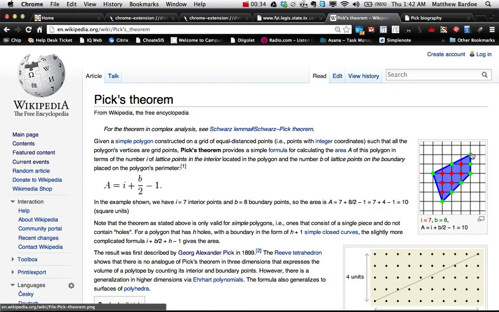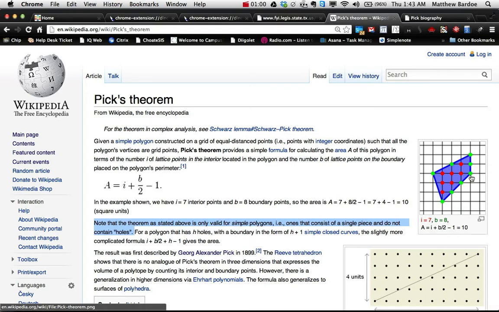If you have a shape that has its corners on the grid like this, as a simple polygon, one that doesn't intersect itself in some weird way, it's also important that it doesn't have holes. If it has a hole in it, then the formula is a little different. I don't think we're going to deal with any ones that have holes, so we won't have to worry about that.